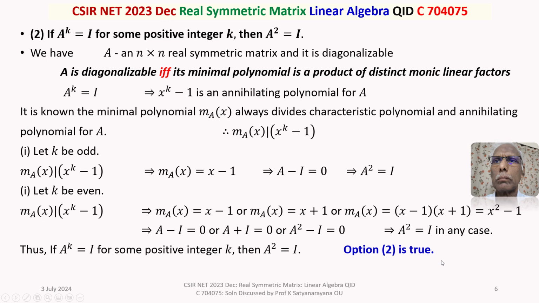So far we have proved that options 1, 3, 4 are true. Now we have proved option 2 is also true. That means all the options are true. So the answer to this question is options 1, 2, 3 and 4.